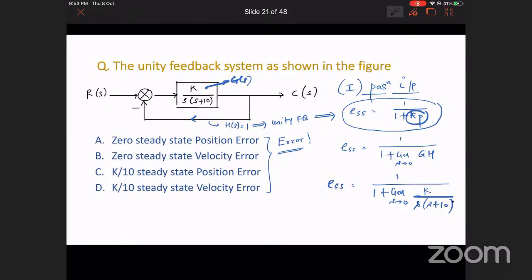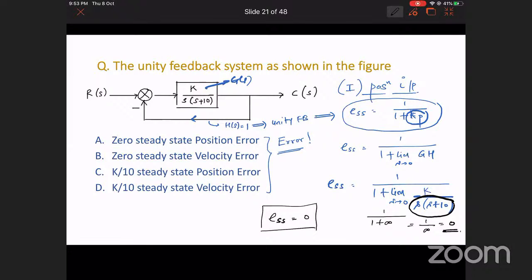Common sense, this denominator will become 0, guys. Anything divided by 0 is infinity. So I can say it is equal to 1 upon 1 plus infinity, so it is equal to 1 upon infinity, which indicates it is equal to 0. Finally, I got ESS equal to 0.